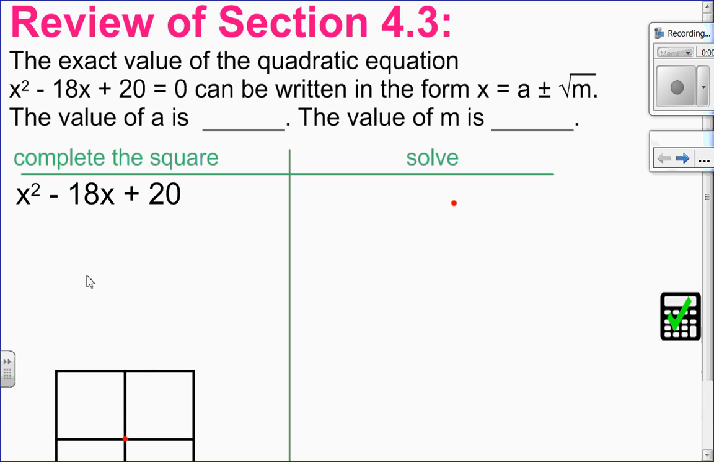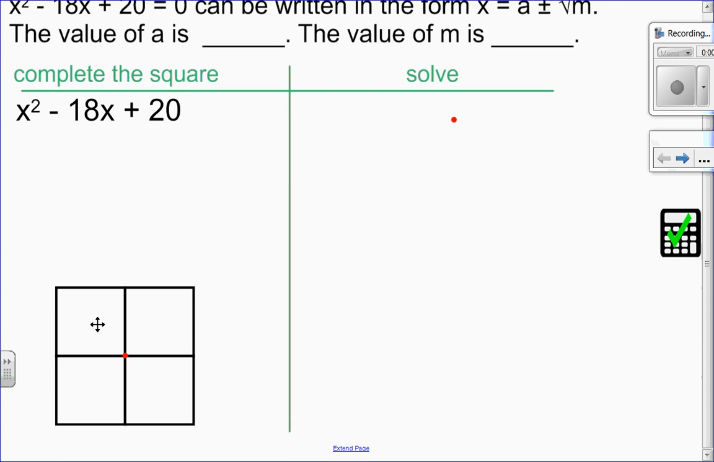To complete the square, I'm going to take my first term, x squared, and my middle term, negative 18x, and divide it into two equal pieces. So what we want to do is find the value that will complete the square. Factor out the GCF of the first row and take out the leading coefficient to get x minus 9 here. So to complete the square, negative 9 times negative 9 is positive 81. So that will complete my square.